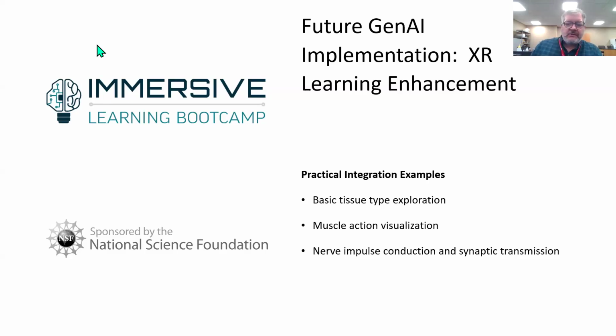Things like muscle action visualization, there's a lot of complex moving parts in that process, and to be able to try to have students work through it in this kind of VR environment is useful. And then also things like nerve impulse conduction and synaptic transmission, also several things all kind of moving at once, and it's good to be able to present that in a 3D environment for students.